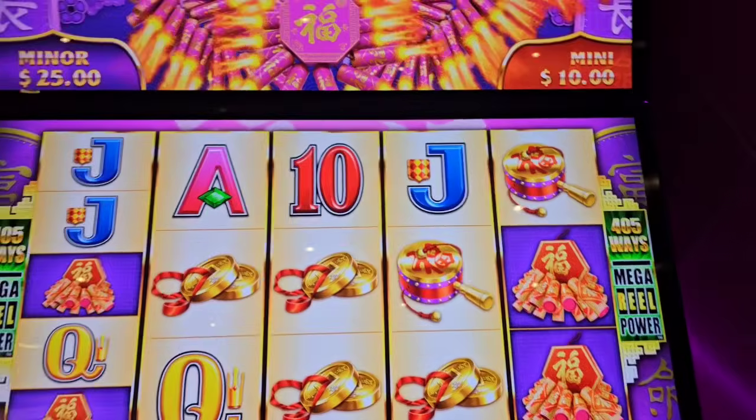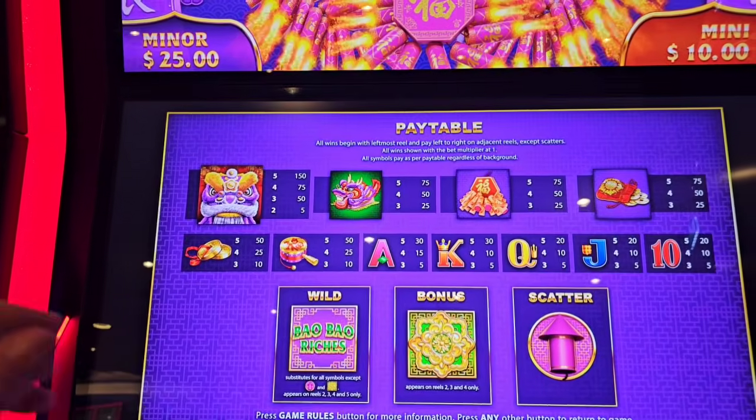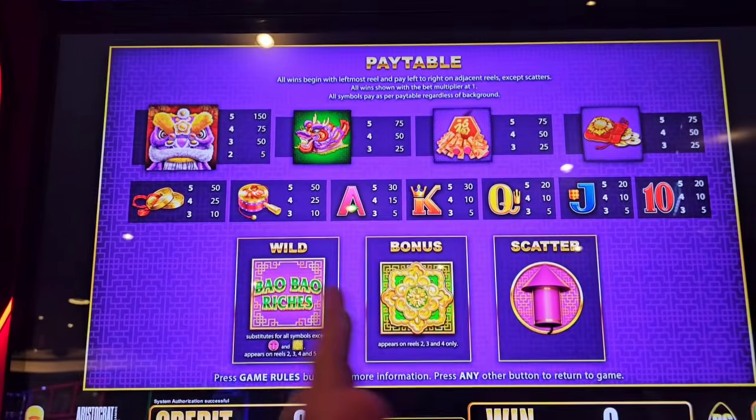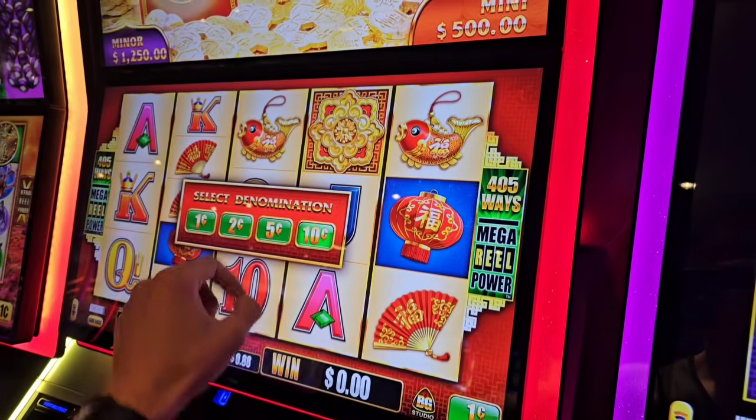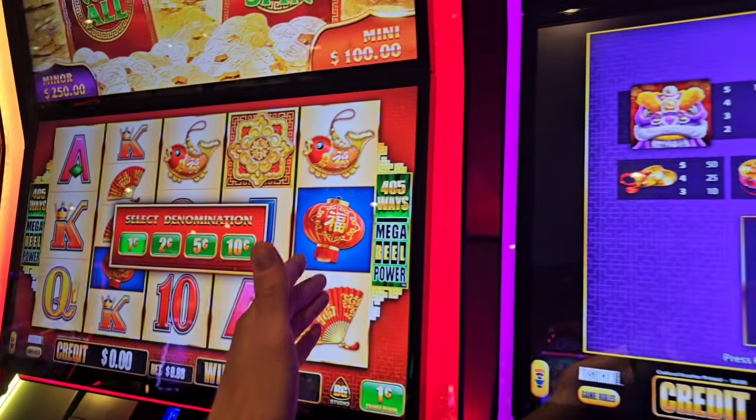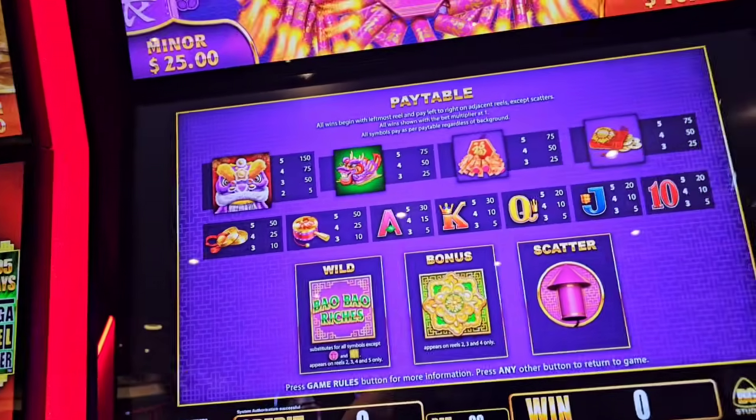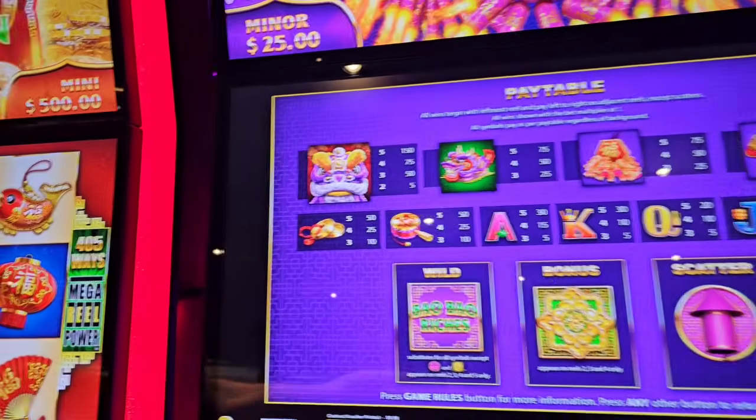Go into the game rules. With reels, it just pays left to right. So if you have a symbol on reel 1 and on reel 2 and on reel 3 and on reel 4 and on reel 5, then it's 5 of a kind. It doesn't matter what kind of formation they're in.